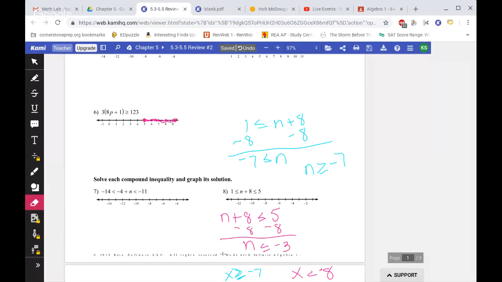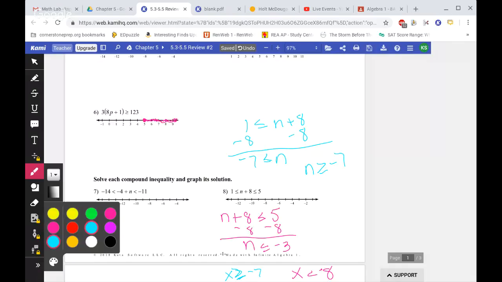And I have n is greater than or equal to -7. So once again, I've got more writing on this, so I'm going to color it in, -7. And it's greater than or equal to, but I also know it's got to be less than or equal to 3. So it's going to be colored in the middle there.